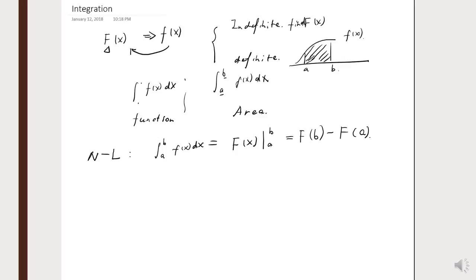But for the indefinite integration, you don't have to do this step. All you need to do is to find one of the original functions and put a constant c here. Because if you do the differentiation, the constant c will become 0. So all of these original functions will become f(x). Okay, so that's why.